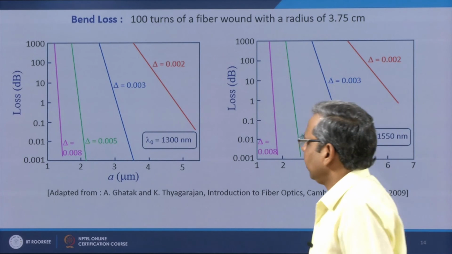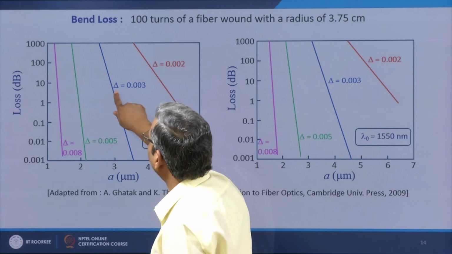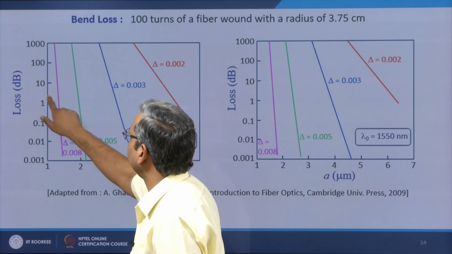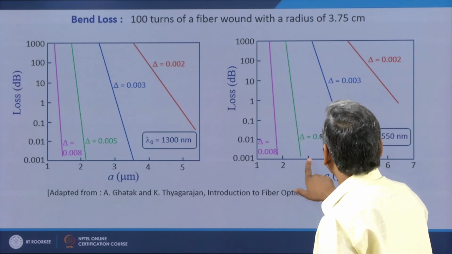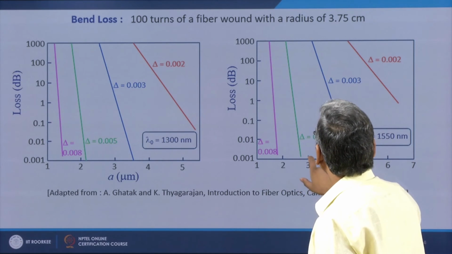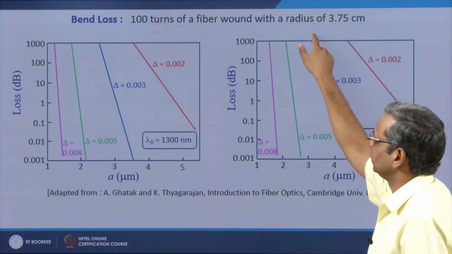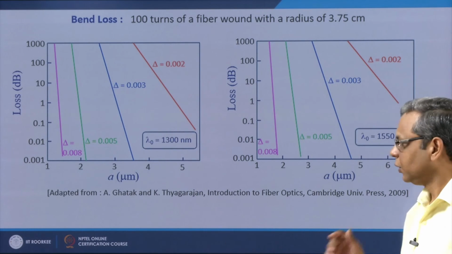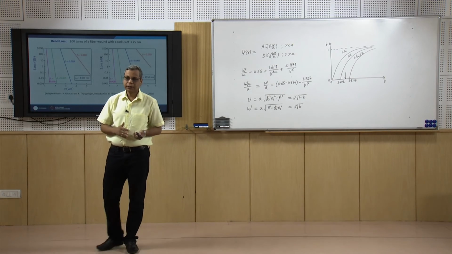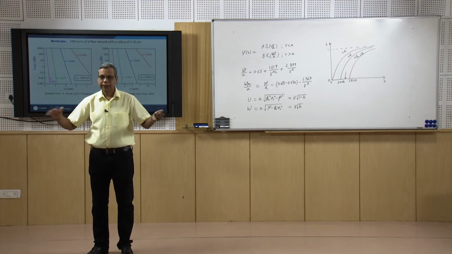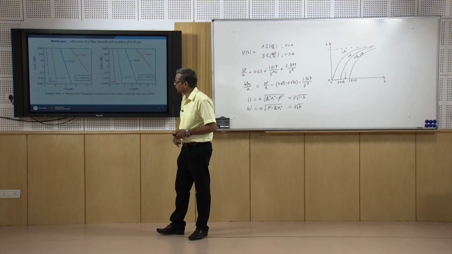For example, here if I take the value of A as 3 micrometer, then the bend loss is somewhere between 1 and 10 dB for delta equal to 0.003. But here if I take the value of A as 3 micrometer, then corresponding to delta equal to 0.003, the bend loss would be much larger than 1000 dB. So, if I increase the wavelength, the modal field spreads in the cladding, and that is why it is more sensitive to bending, and the bend loss increases.